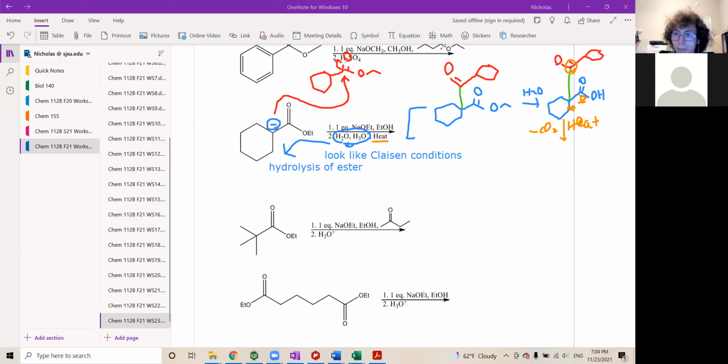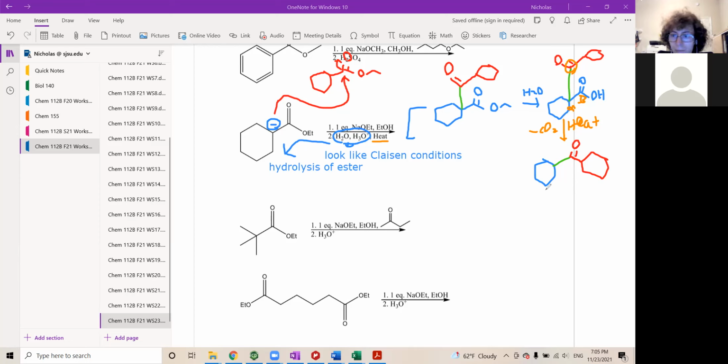So you heat it, you lose carbon dioxide, and in the end, this is what we end up with. So the green is the new bond we formed to the electrophilic ester that we started with, and then red is like all the other stuff we added. And we lost the carboxylic acid as carbon dioxide. So that's why that's just gone.